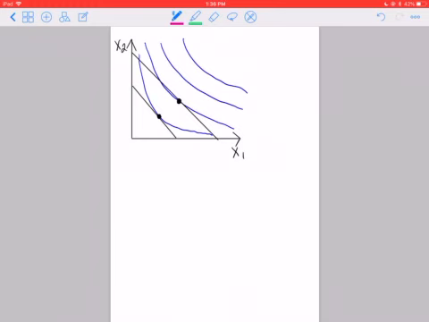What we do when we plot more than one of these lines and find those points of tangency is create what is called our income offer curve. This income offer curve illustrates the bundles of goods that are demanded at different levels of income. So once we find this income offer curve, it creates the basis for our Engel curve.